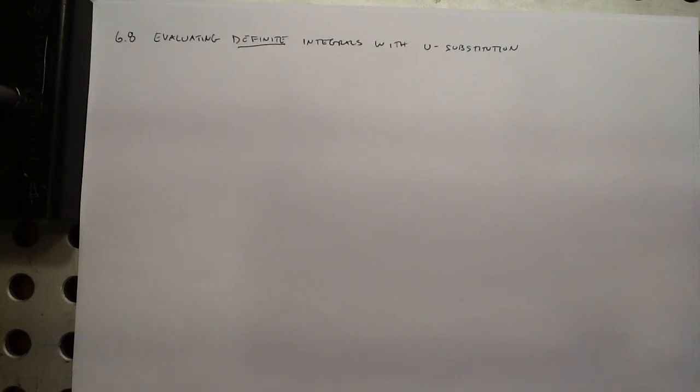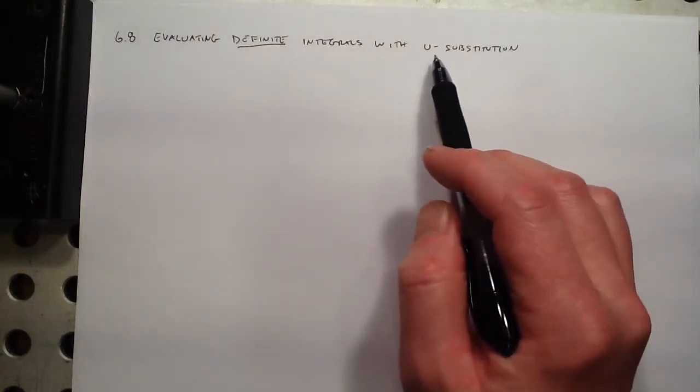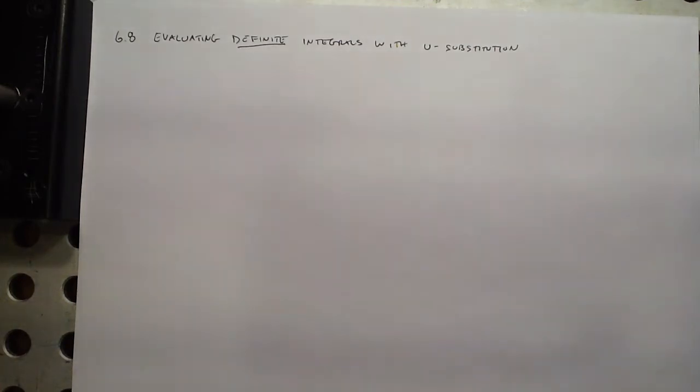Okay, prepare the notes for section 6.8. This is about evaluating definite integrals when there's u-substitution involved. So we already have some practice now evaluating antiderivatives when there's u-substitution. And now we're going to see how that works when we're using the fundamental theorem of calculus part 2 to evaluate a definite integral.